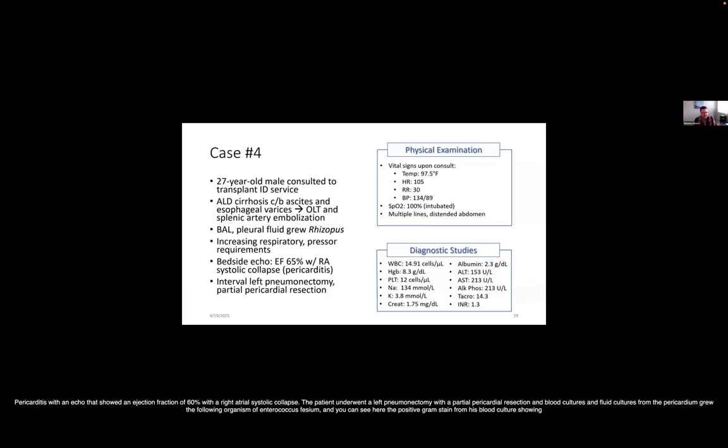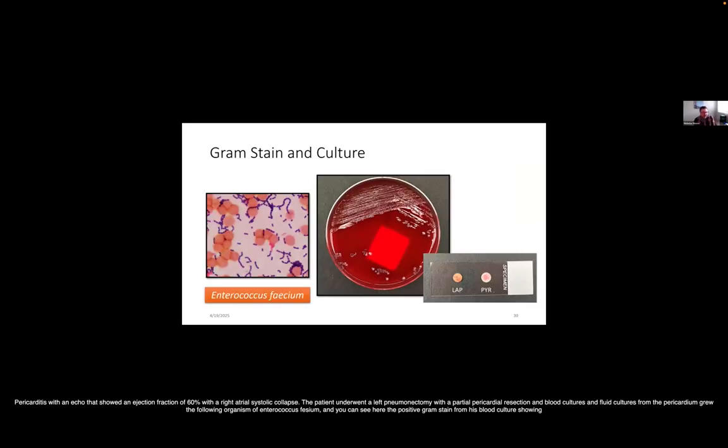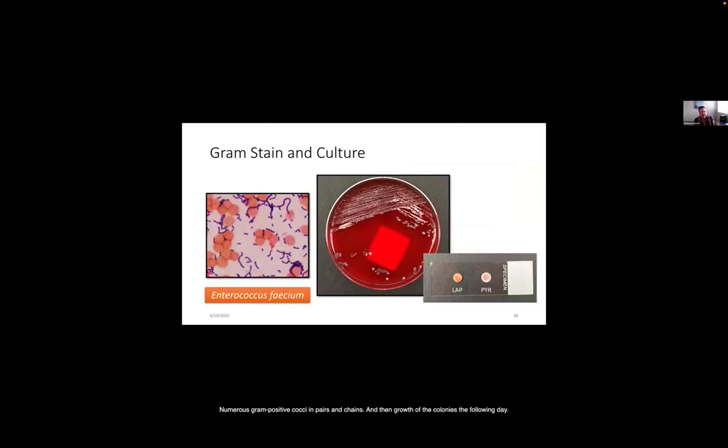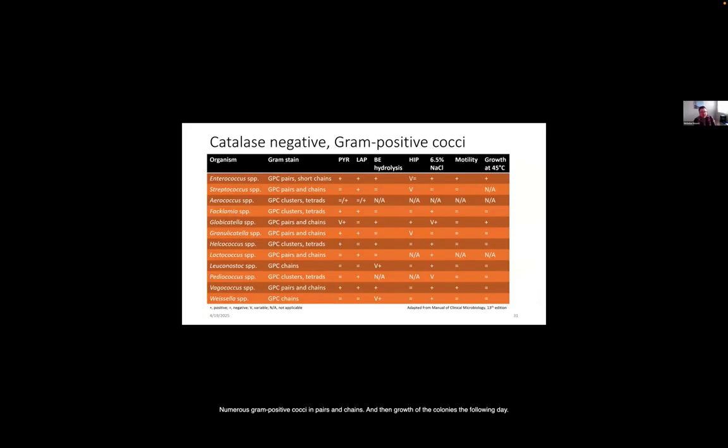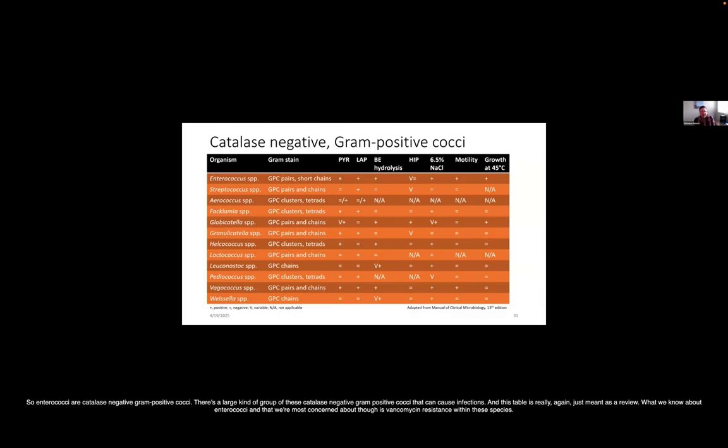The patient underwent a left pneumonectomy with a partial pericardial resection, and blood cultures and fluid cultures from the pericardium grew the following organism, Enterococcus faecium. And you can see here the positive gram stain from his blood culture showing numerous gram-positive cocci in pairs and chains, and then growth of the colonies the following day. So enterococci are catalase-negative gram-positive cocci. There's a large group of these catalase-negative gram-positive cocci that can cause infections.